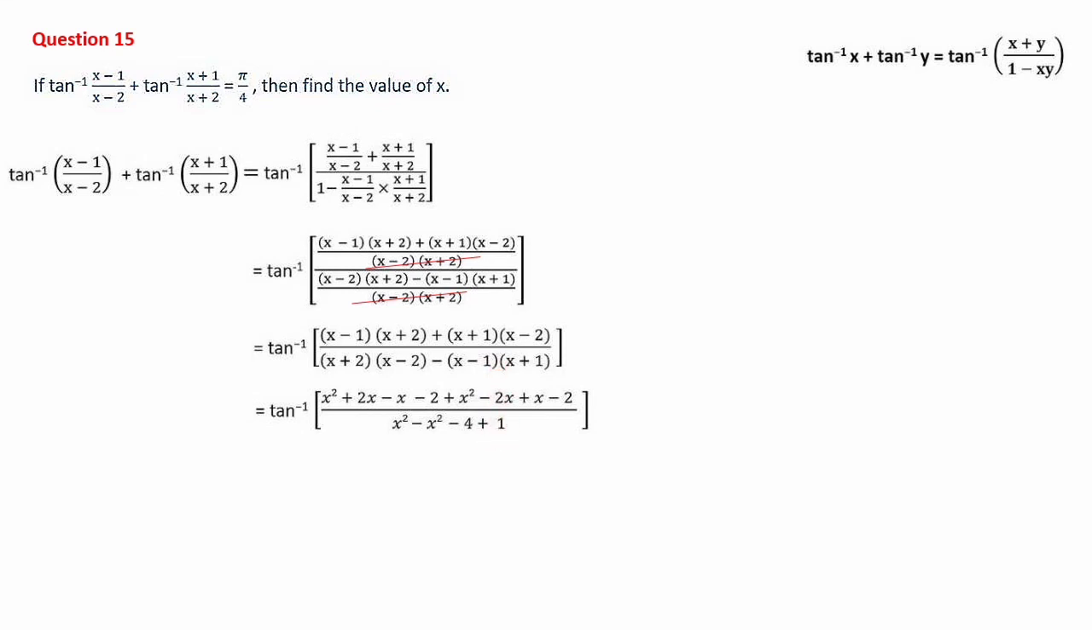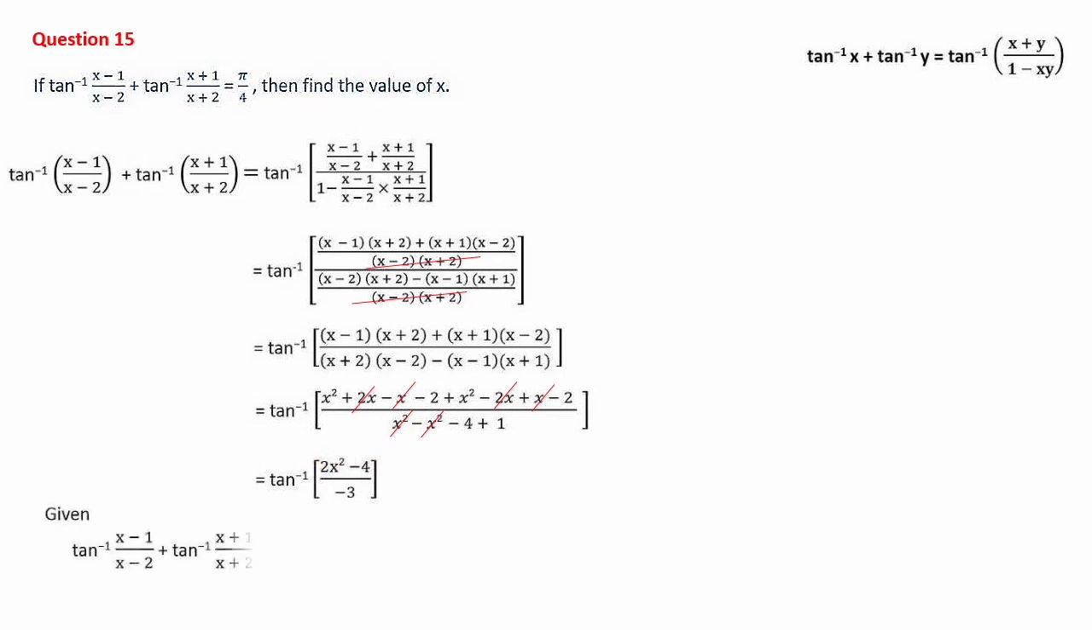And like terms with opposite signs we can cancel. That is here plus 2x minus 2x we can cancel. And minus x plus x we have cancelled, and in the denominator also x square minus x square we have cancelled. So the remaining terms we can collect under tan inverse. Here there is an x square, here there is one more x square, so x square plus x square is 2x square, and here there is minus 2, and here there is one more minus 2. Minus 2 minus 2 is minus 4, and the denominator has minus 4 plus 1. Minus 4 plus 1 is minus 3, we have written. So we have calculated the left side.